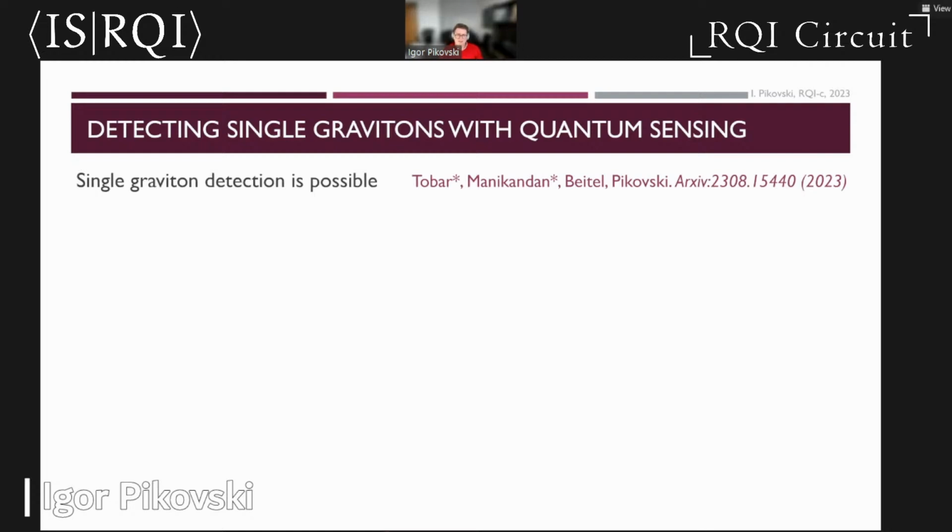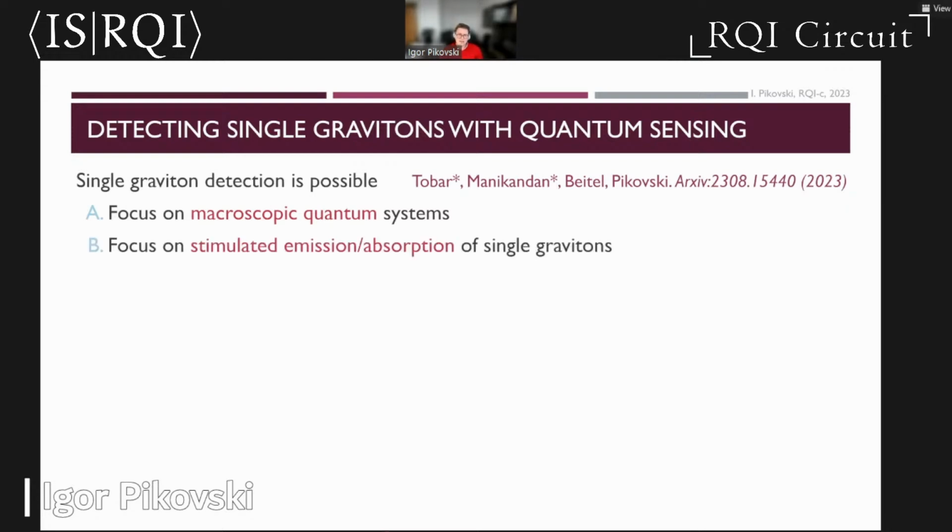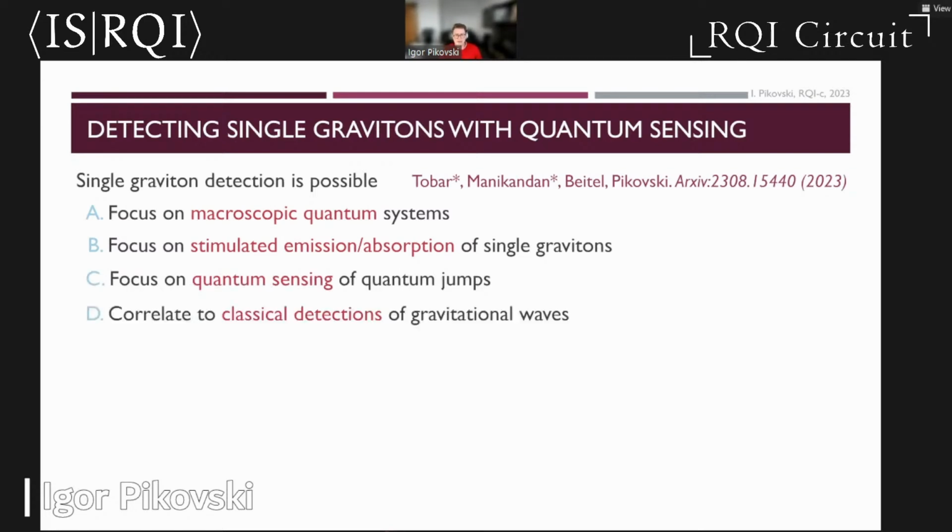The key ingredients for that, which we outlined, are the following. One has to focus on macroscopic quantum systems as your detector. One has to focus on stimulated emission and absorption of single gravitons. One has to focus on quantum sensing, in particular of quantum jumps, and one has to correlate the results to independent classical detections that can tell us what source it is that is inducing that. And with all this, it is possible to detect single gravitons even in realistic experiments. That's what we outlined, and Jermaine will tell you much more about in just a little bit.